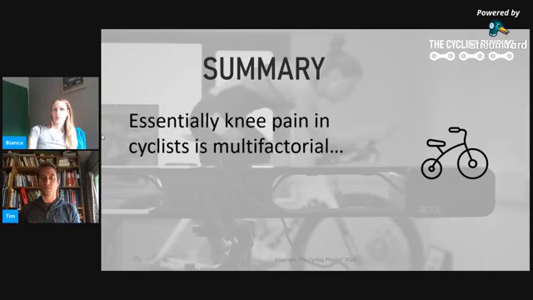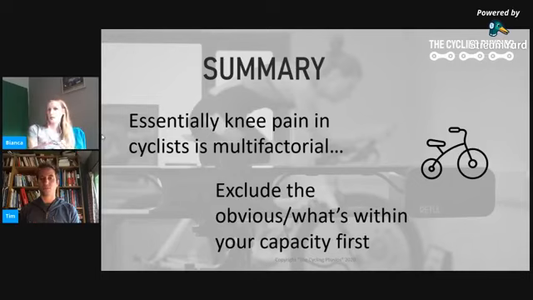So really, to summarise, as Tim's said so far, knee pain in cyclists is wholly multifactorial, and it's really important to reason what's going on and why that presentation is occurring in that cyclist. So the easiest thing for you to do as a practitioner is exclude the obvious. Is it that there is some inherent muscle tightness? Is it that they're really weak? Address those issues, look at load, because all of these things are in your remit.